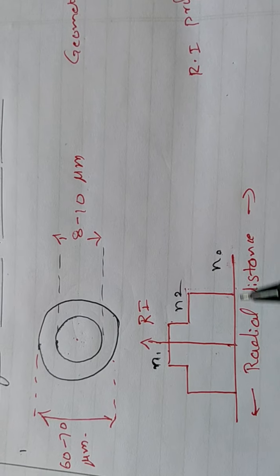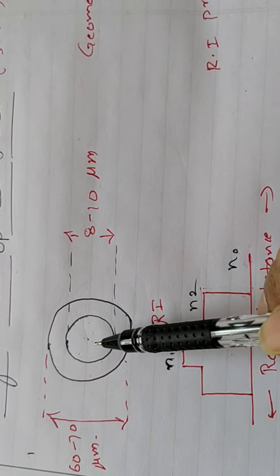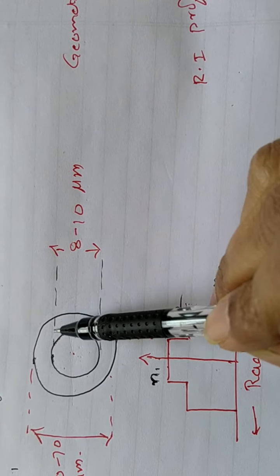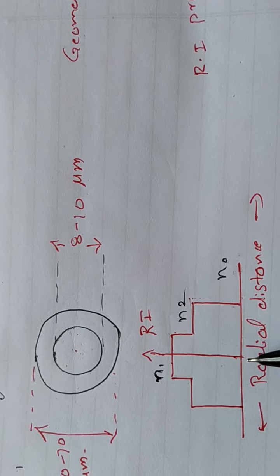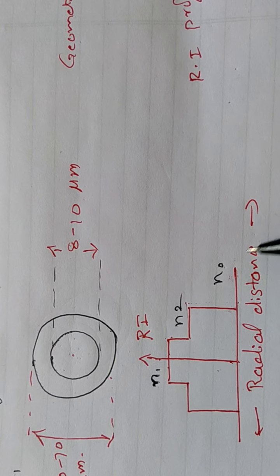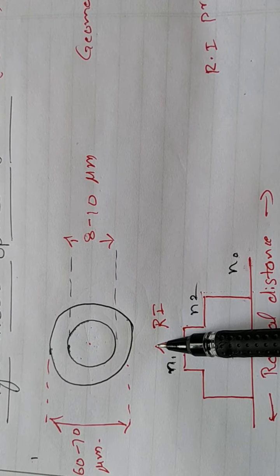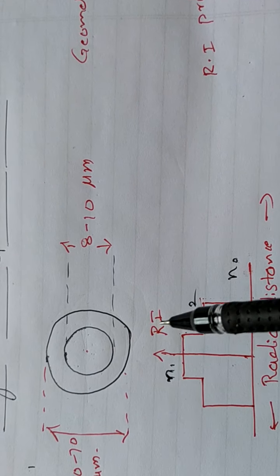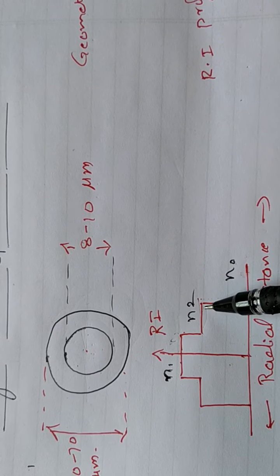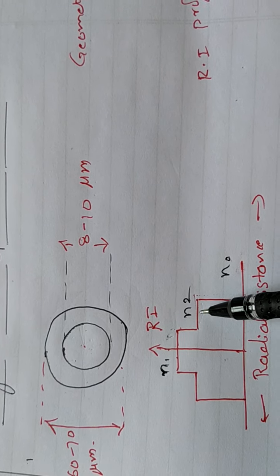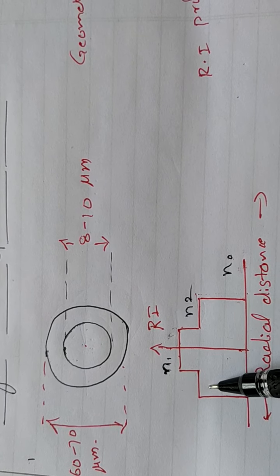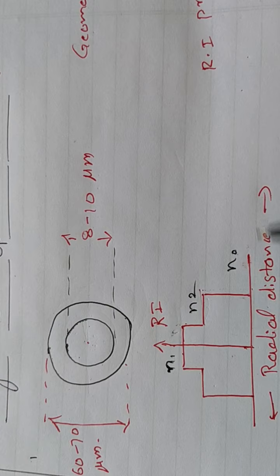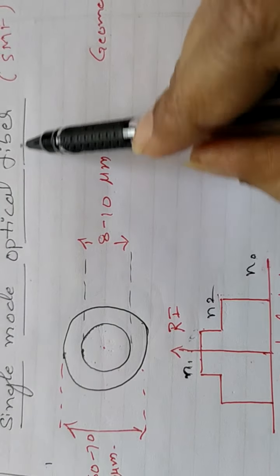Now the refractive index profile. This is the radial distance, positive x direction, negative x direction. If I plot the graph with radial distance along the x-axis and refractive index along the y-axis, the core has a uniform, constant refractive index N1. The cladding has a uniform refractive index N2, N1 is greater than N2, and this is the outside medium. The same thing is true on the left hand side also. So the refractive index profile takes the shape of a step. This is the refractive index profile of the single mode optical fiber.